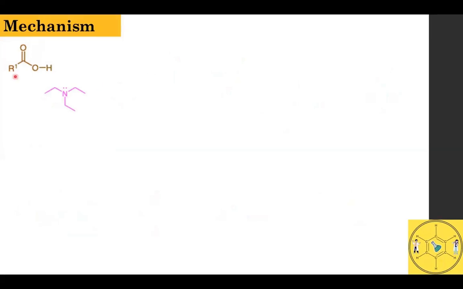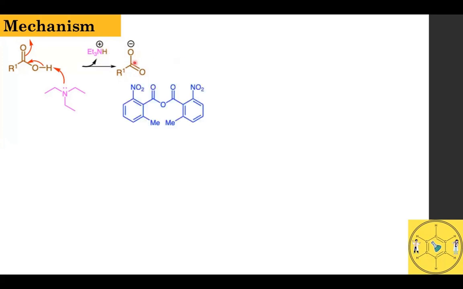Initially, carboxylic acid reacts with triethylamine. Here you see the triethylamine nitrogen has a lone pair of electrons, which takes the proton from the carboxylic acid, so the OH bond breaks down. These electrons move towards the carbonyl carbon, followed by the carbonyl oxygen bonded electrons moving towards the oxygen, since oxygen is the more electronegative element. This provides the corresponding carboxylate ion as well as protonated triethylamine.